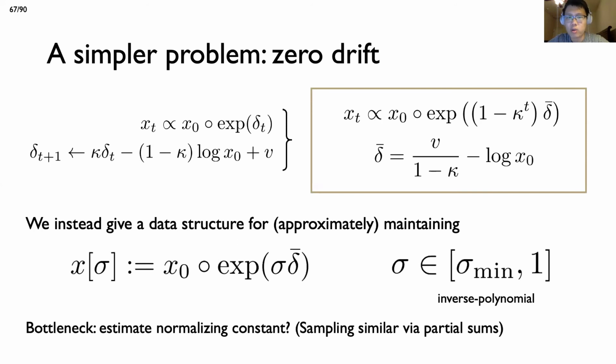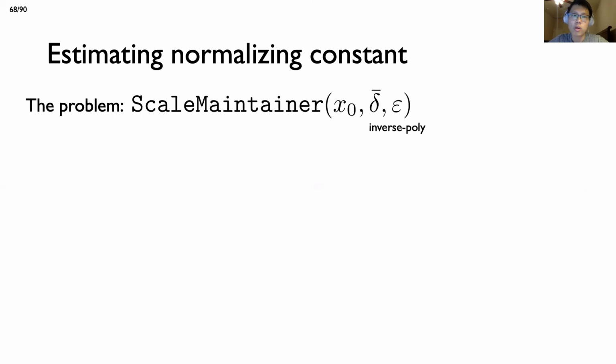Once we can approximate normalizing constants, the sampling problem is pretty straightforward, since we can just maintain a tree of partial sums. So we won't discuss it here. Okay, so at this point, we just need to figure out how to estimate the normalizing constant of x sigma. For this, we develop a really simple data structure called scale maintainer, parameterized by x0, bar delta, and some approximation tolerance epsilon, which is inverse polynomially small.